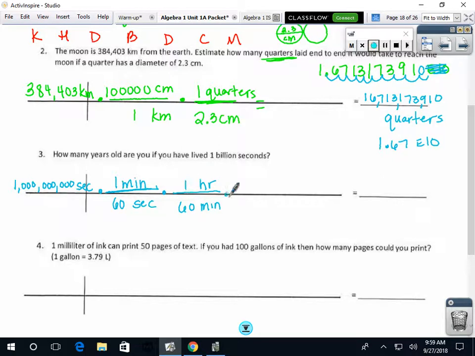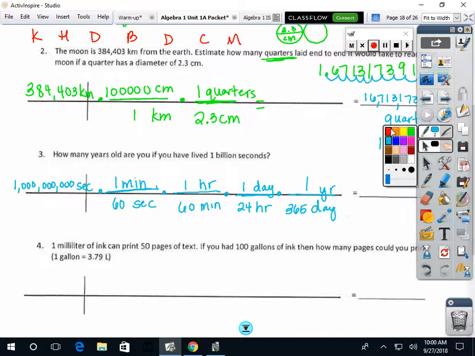Now that we're in hours, we can convert that to days, right? What do we know about hours to days? 24 hours in a day. And now that we're in days, we can convert that to years. And what do you know about days in a year? Right. Okay, so now we have made it to the units that they want the answer in. They wanted the answer in years, and we've made it there.